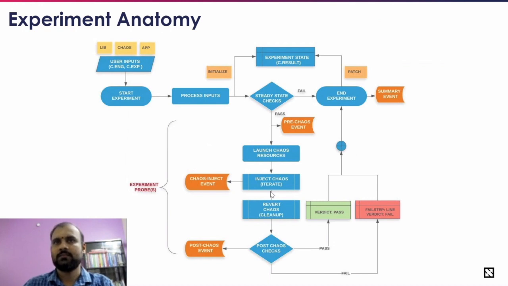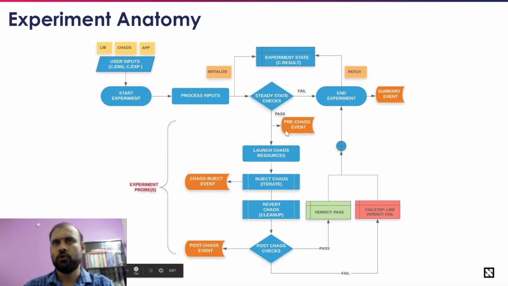Now you can see that there's also another path here. Your steady state check fails even before you launch chaos resources. Then you're not going to proceed with the experiment. You say the experiment is ended, it is failed. You're not having the right conditions to run the experiment. So these steady state checks and post-chaos checks are very significant, and they are the crux in determining whether you choose to say your experiment has passed or failed.